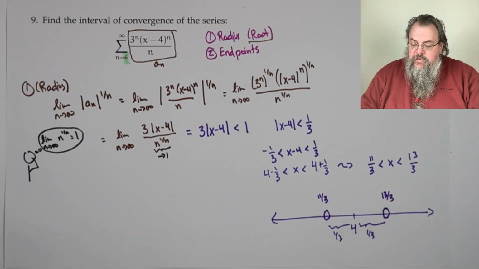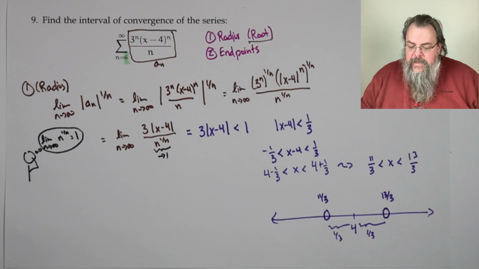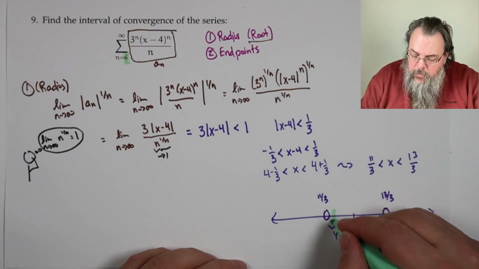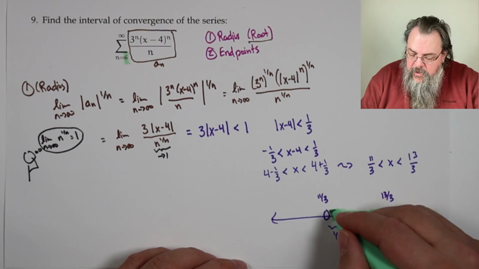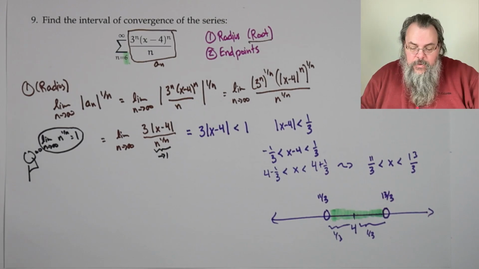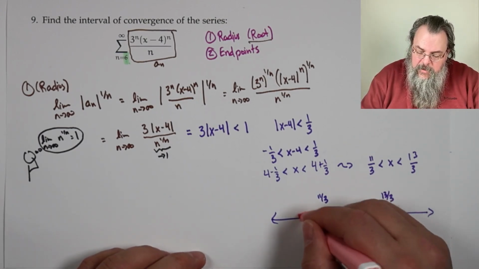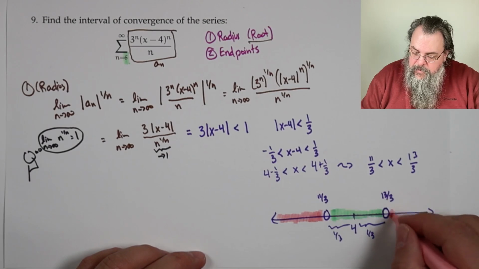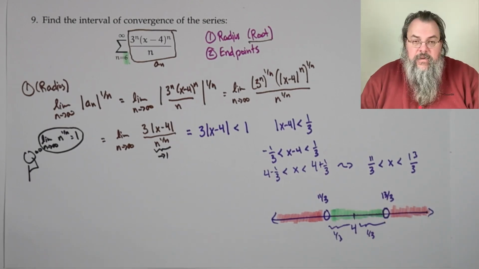And at this stage, because we haven't done part 2 yet, but we've done part 1, we know we converge in here. So those are all good points. And we also know we diverge out here. So those are all bad points. Those are places where the series won't make sense.